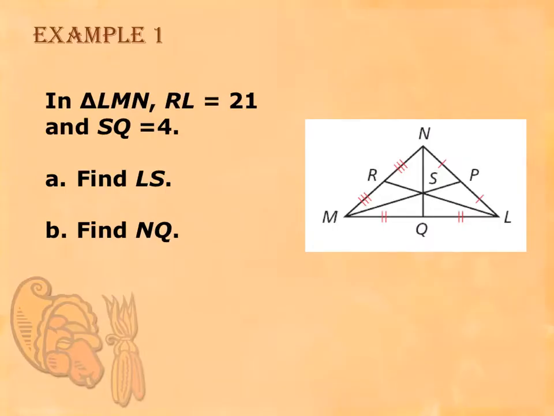Okie doke. So, in this triangle LMN, I'm just going to color code things so we know exactly what we're talking about. RL is this line. That line is 21. And SQ, which is this line here, is 4.